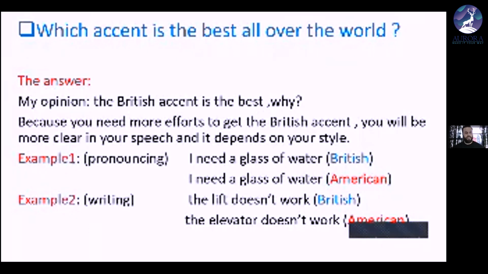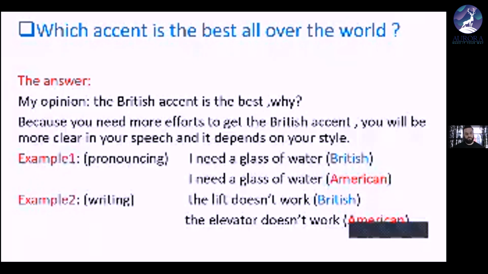Yes, example number one. We have the difference between the British accent and the American accent in pronunciation. Look, the first one is the British. Let me say it. I need a glass of water. So, American, the red one. I need a glass of water.